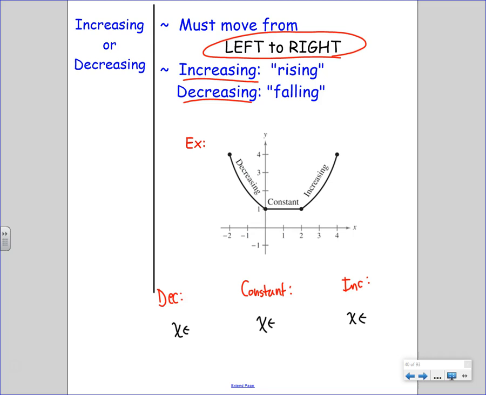So my question to you is, what interval would describe the portion of the graph where it's decreasing? What would you guys say? How left is that interval?